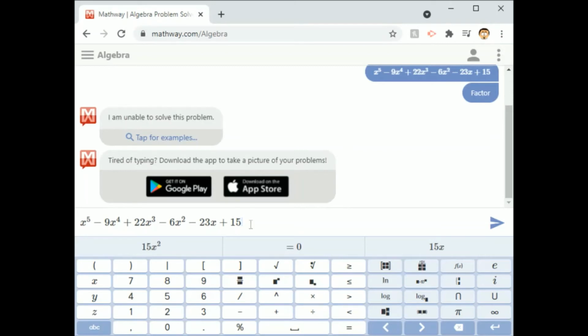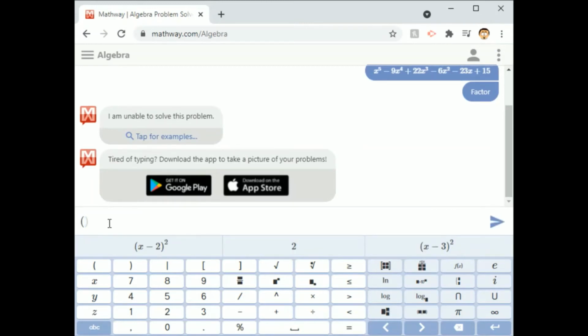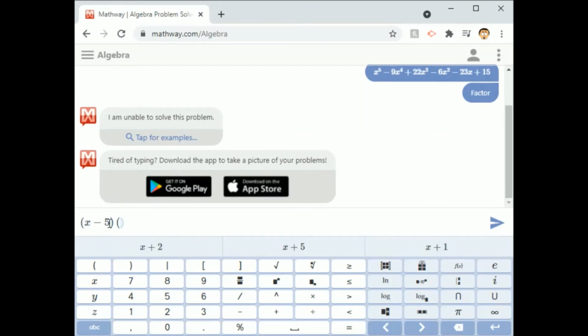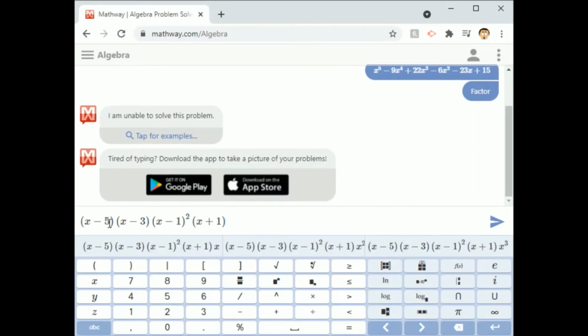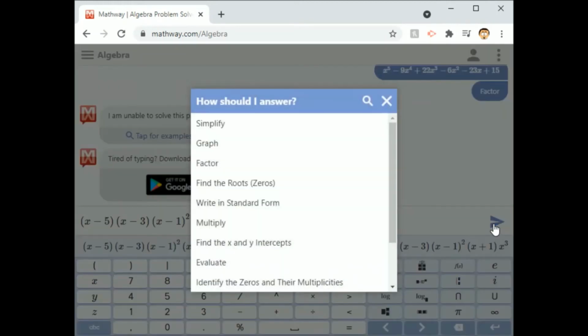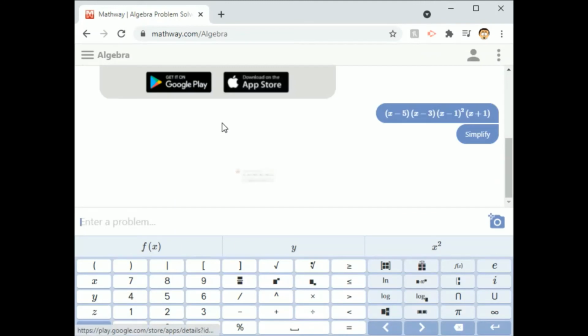So, if I can't verify it that way, what I could do is plug in the opposite, because factoring is very difficult to do for large degree polynomials, but expanding is pretty easy. So let's try x minus 5, x minus 3, x minus 1 squared, x plus 1, and see if it'll expand it for us. Simplify, yeah, that's what we want.